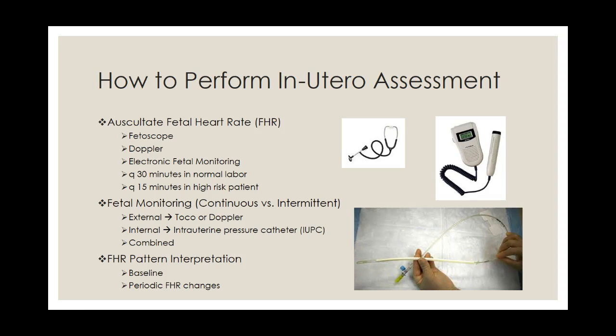Now, we also have internal monitors. Part of an internal monitor is the intrauterine pressure catheter, or the IUPC, that measures contractions. And then we also have something called a fetal scalp electrode, and fetal scalp electrodes will measure fetal heart rate internally. And we can use a combination of both external and internal monitoring. So we could use an IUPC with an external Doppler, or we could use a fetal scalp electrode with an external tocometer. It just depends.